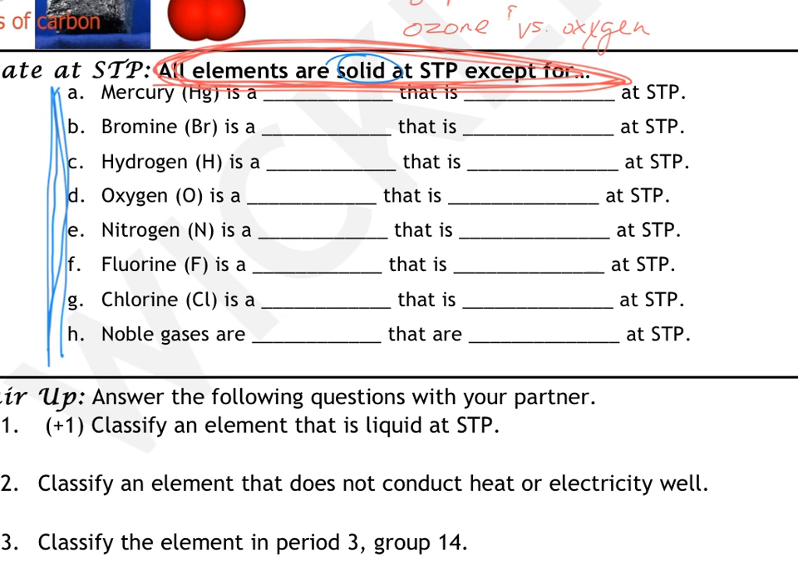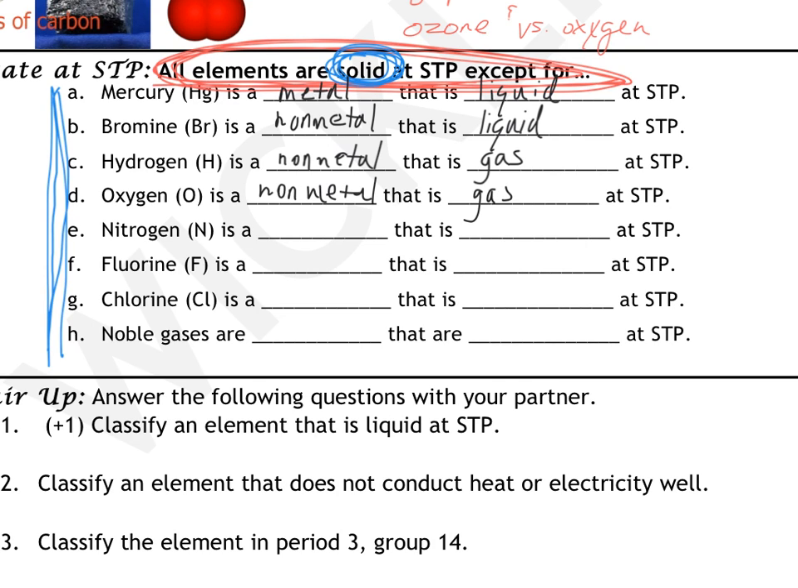I'll outline solid. So all elements are solid except for mercury, a metal that is liquid at STP. Bromine is a nonmetal that is also liquid at STP. Hydrogen is a nonmetal that is gas at STP. Oxygen is a nonmetal that is gas at STP. Nitrogen is a nonmetal that is gas at STP. Fluorine is a nonmetal that is gas at STP. Chlorine is a nonmetal that is gas at STP.